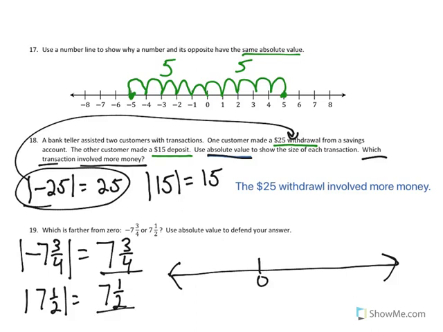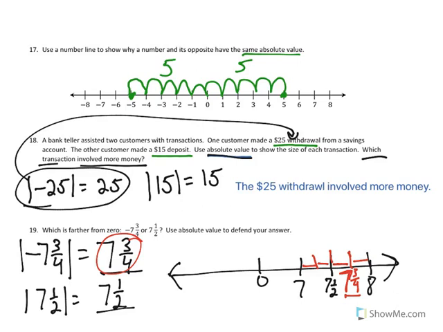Because these numbers, now absolute values, are positive numbers, we can look and say 7 is here, 8 is here, 7 1/2 would be directly in the middle. 7 3/4 would be if we took the 7 to 8 and broke it up into 4 parts. So 1 part, 2 parts, 3 parts, 4 parts. At the 3 parts, that's 7 3/4. So which one is farther away from 0? 7 3/4. This one is.